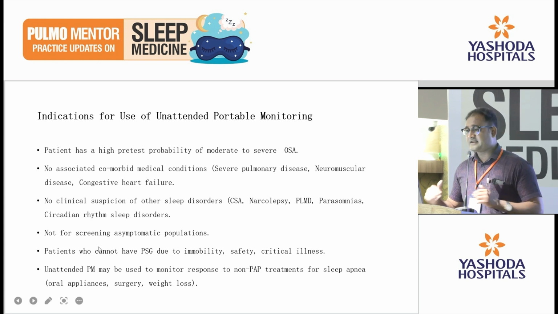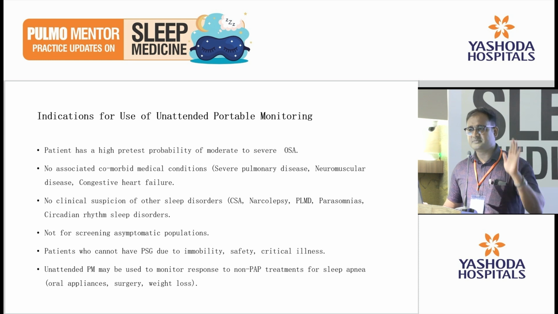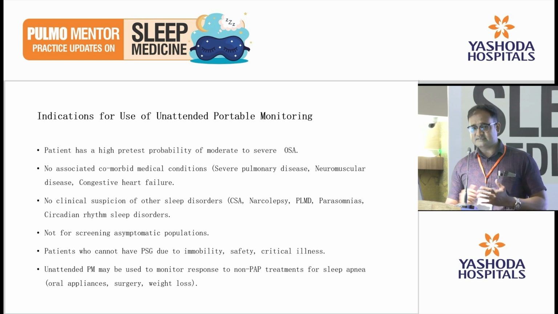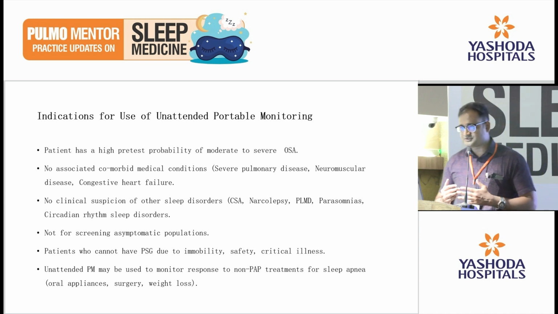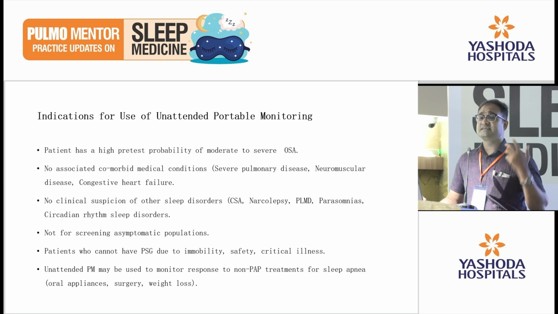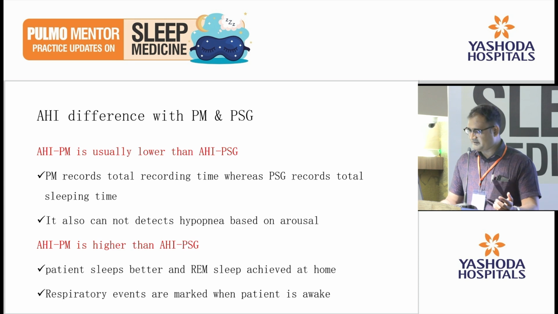Then for patients who cannot move because of mobility, safety or critical care illness, level 3 or portable monitoring may be the best for use. Then unattended PM may also be used to monitor the response to CPAP treatment. Suppose a patient already underwent level 1 polysomnography, he is on CPAP therapy, and you want to know the response to the treatment. At that point of time, you can go for your level 3 polysomnography.